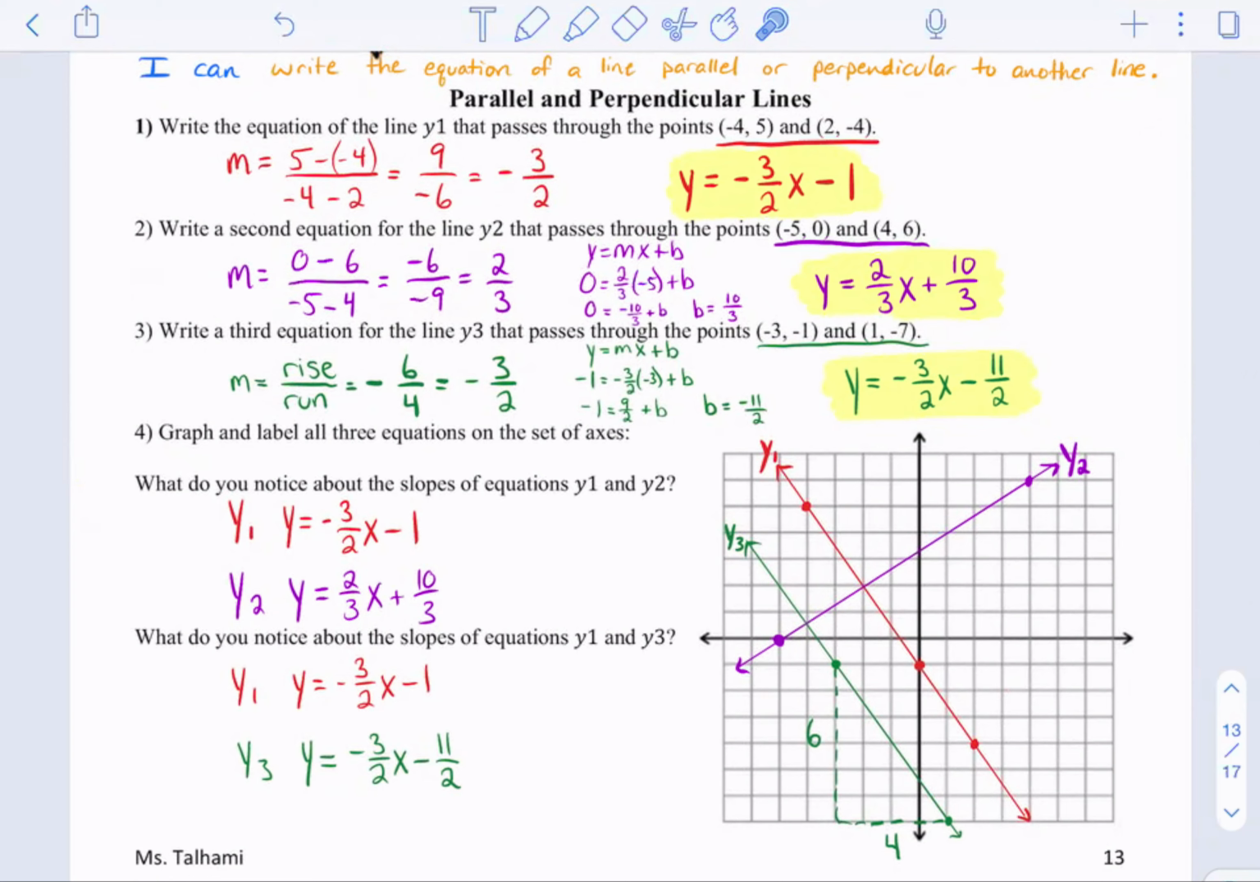Great. And if you would like to practice this on your own, we will make sure to attach a blank copy of this worksheet to the lesson. So if you'd like to take some time and try it and then match your answers with mine, that would be some great practice. So if you take a look here, it's asking you to write the equation of this line passing through negative 4, 5, and 2, negative 4.